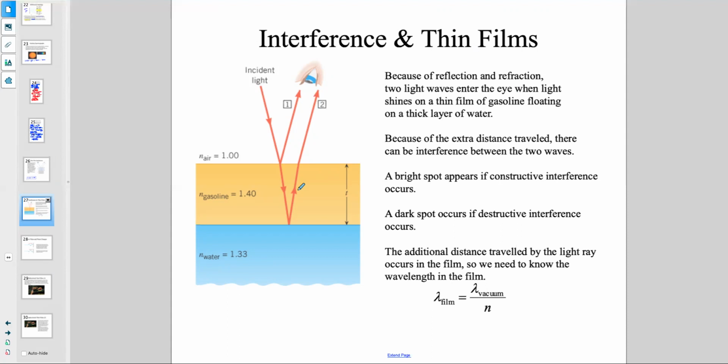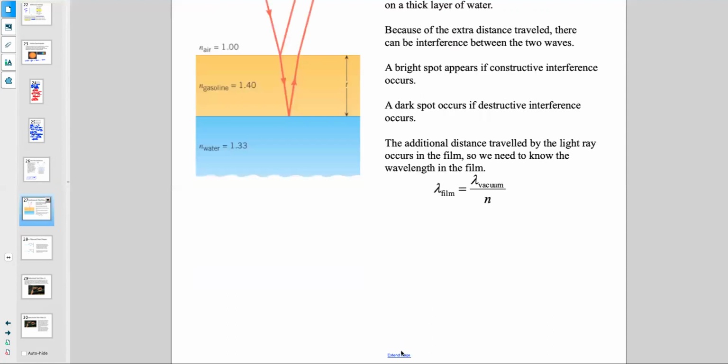So we need to know the wavelength in the film. The lambda in the film is lambda in the vacuum over n. This in fact comes from the fact that the velocity in that medium, the thin film, is c over n, the speed of light in vacuum over the index of refraction of that thin film.